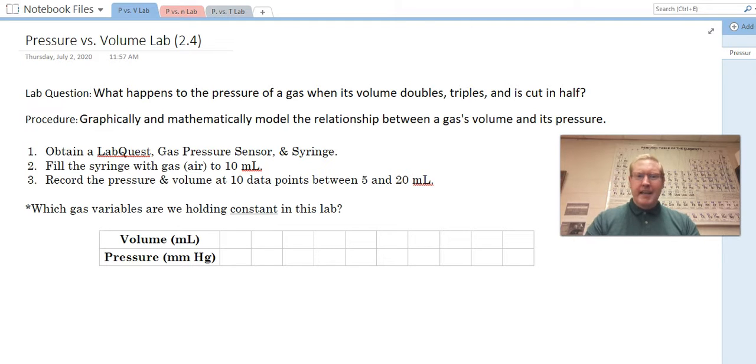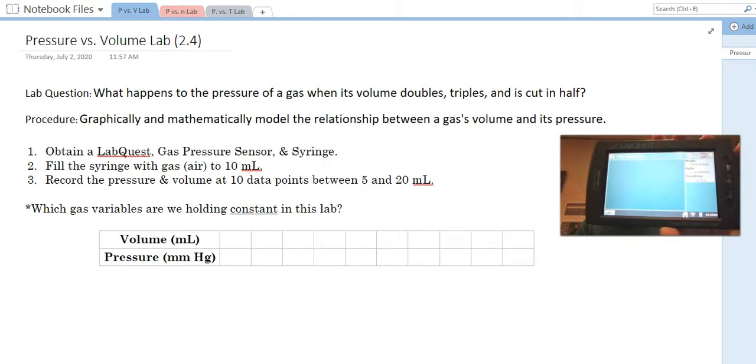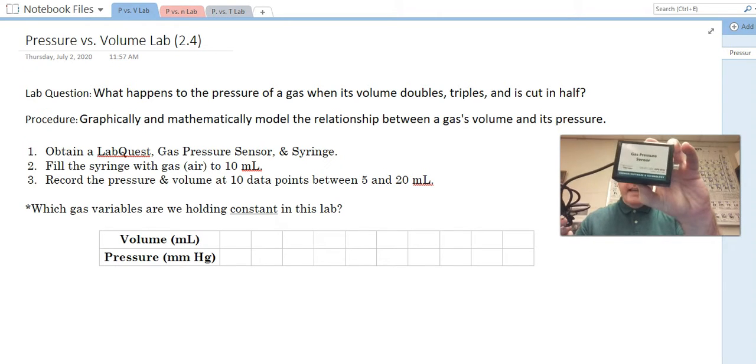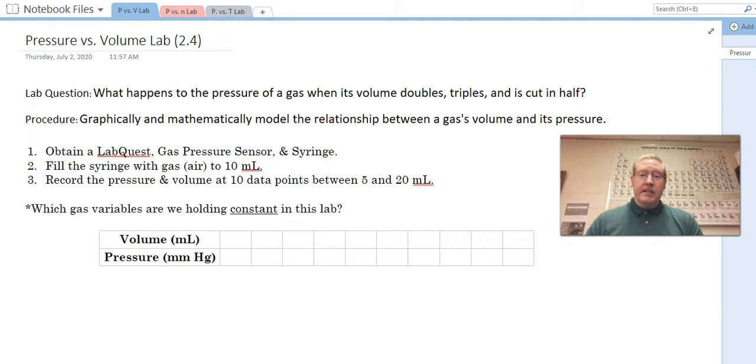Step number 1, obtain a LabQuest, which if you are unfamiliar with a LabQuest, that is a LabQuest. Basically, it's a small computer that we can connect various sensors and probes to collect data for us when we're taking the lab. I can connect a temperature probe to this. I could connect a pH probe to this. Or, in the case of the lab we're going to do today, I want to hook up this, a gas pressure sensor probe. And it does exactly what its name suggests. It records the gas pressure that it's experiencing at a given moment in time.